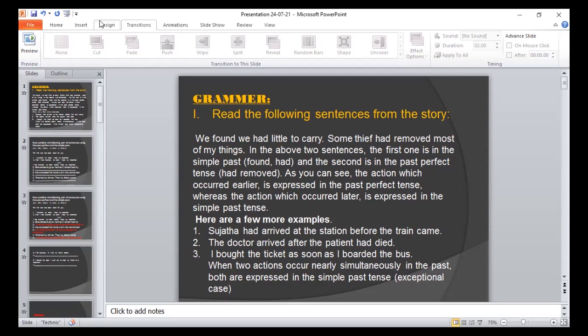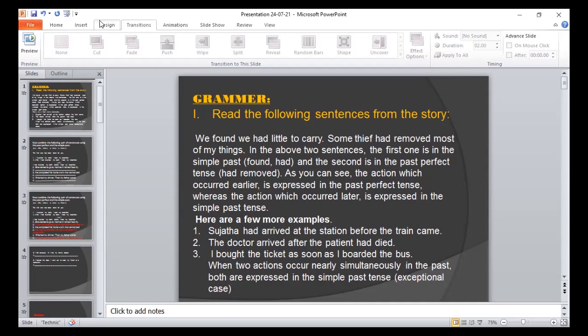Here we observe the tense. Here the verb is in V2 form, past tense. If it is had plus V3, it's past perfect tense. Okay, we can say that it's in the past perfect tense. If the verb is in V2 form, it is said to be the simple past.